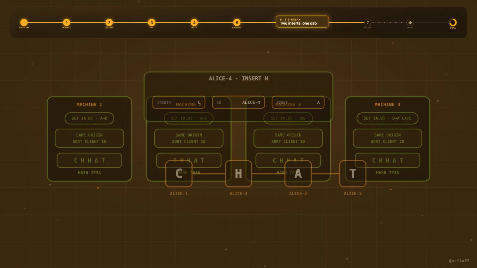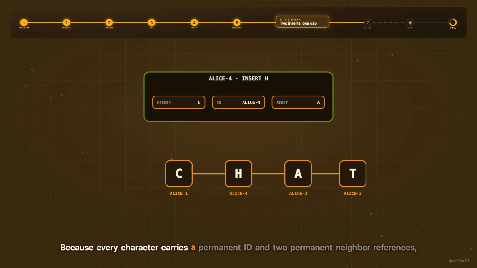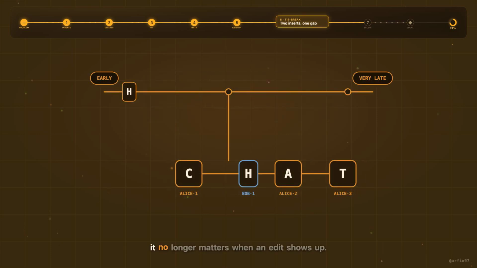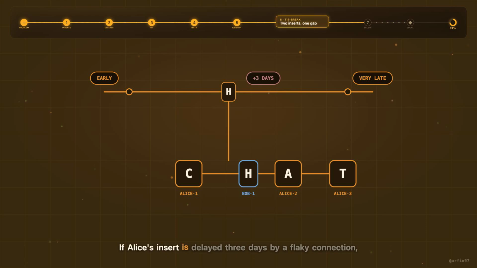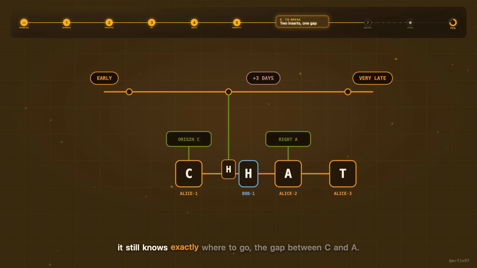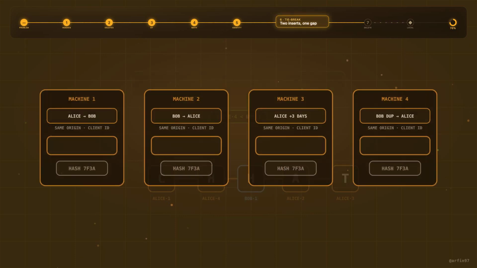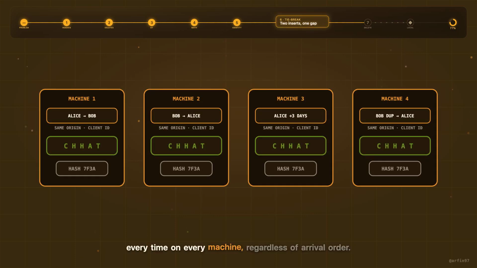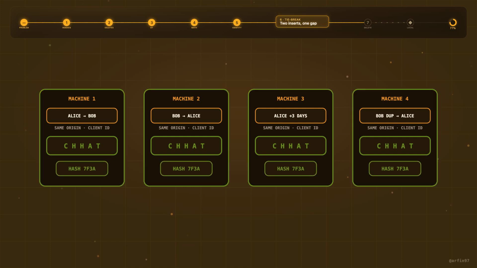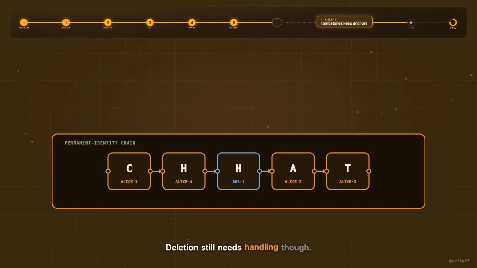Because every character carries a permanent ID and two permanent neighbor references, it no longer matters when an edit shows up. If Alice's insert is delayed 3 days by a flaky connection, it still knows exactly where to go, the gap between C and A. And if Bob's already sitting there, the same client ID rule breaks the tie, every time, on every machine, regardless of arrival order. Deletion still needs handling, though.